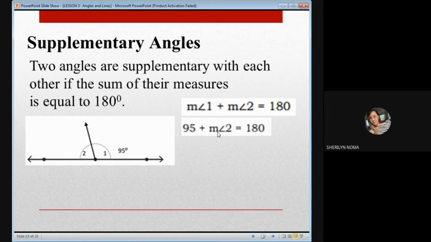So again, bring down the measurement of angle 2 and 180, then transpose positive 95 to the right. So this will become negative 95, or minus 95 na siya. So the measurement of angle 2 is 180 minus 95. So we will get 85 degrees. So 95 plus 85, the answer is 180 degrees.